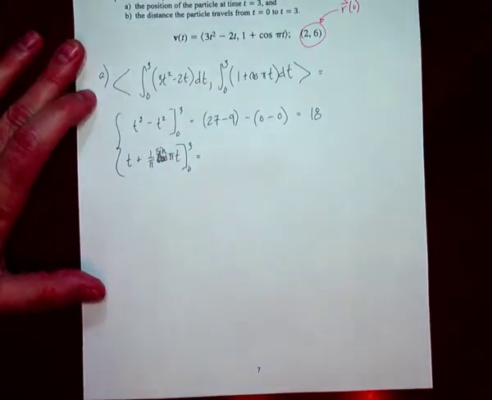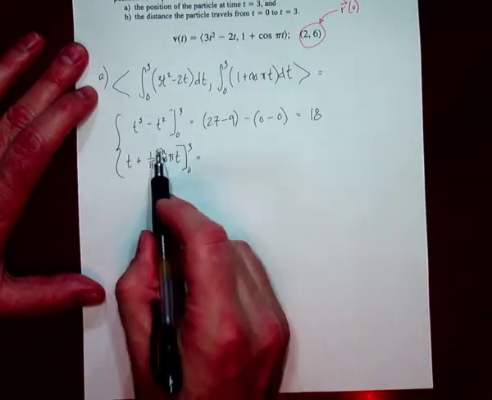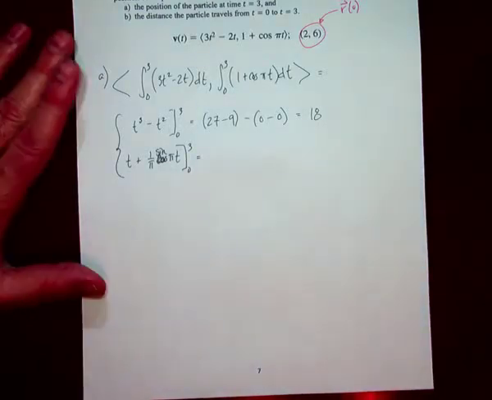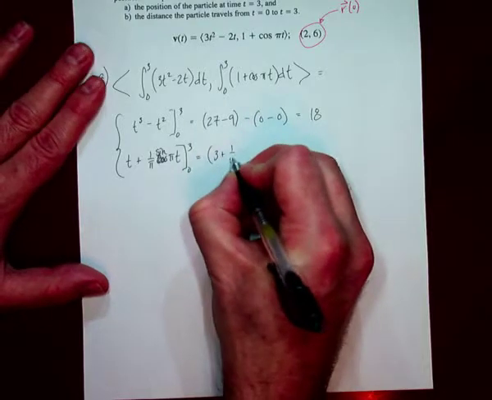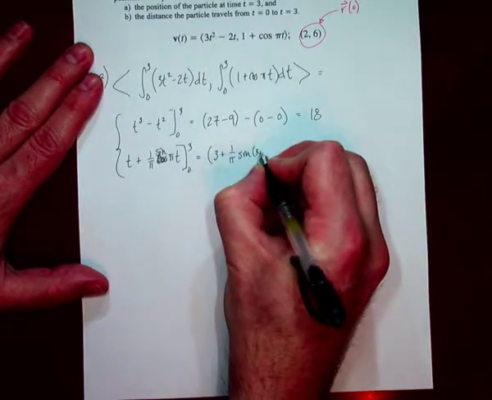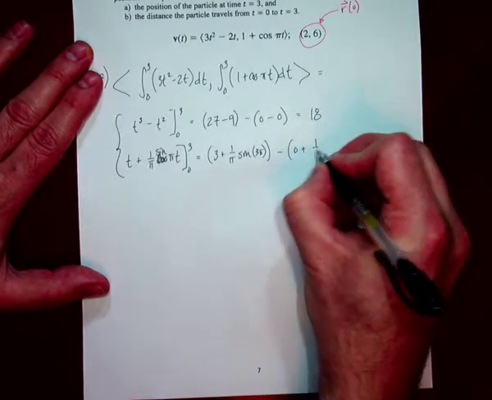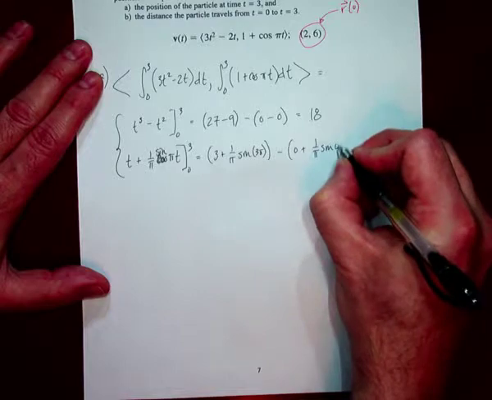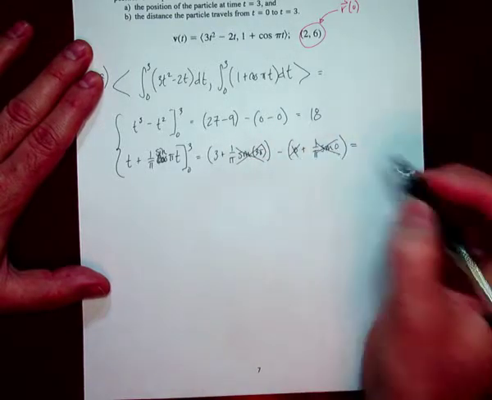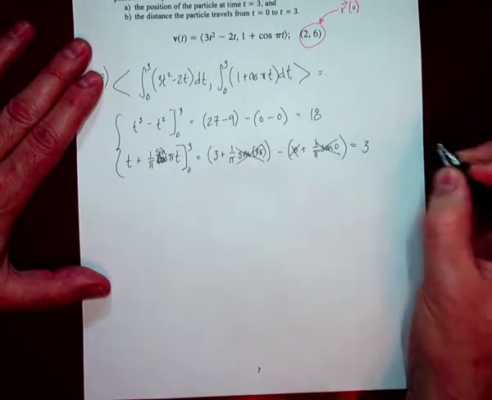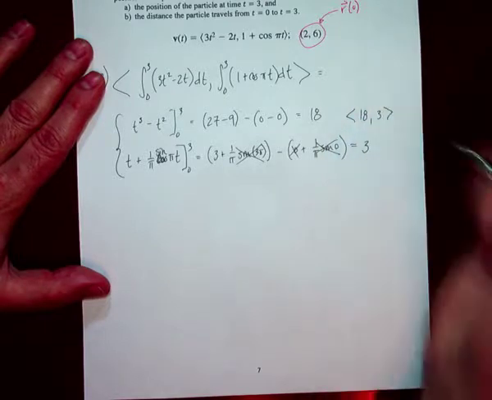Sine. The great thing is that they're going to cancel out, because the 1 over pi is not going to matter: sine of 3 pi and sine of 0 pi, or just 0, are both 0. And so I get 3 plus 1 over pi sine of 3 pi, minus 0 plus 1 over pi sine of 0. That's 0, that's 0, that's 0, and I'm just left with 3. So the displacement vector is 18, 3.